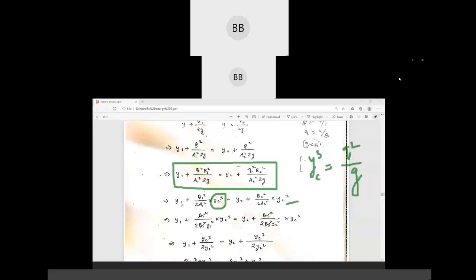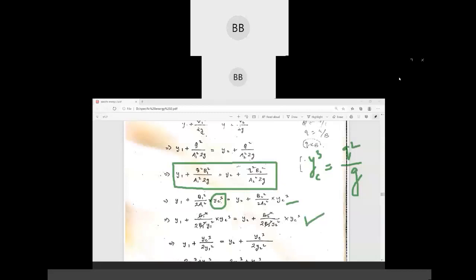After that, we are going to replace the area by b into y, because it's a rectangular channel. So in place of area, we are going to write b1 into y1. As area square is there, it will be b1 square y1 square. So this b1 square and b1 square will be cancelled out. Similarly here also, in place of a2, we are going to write b2 multiplied by y2. Square is there, so b2 square multiplied by y2 square. Other terms will remain the same.